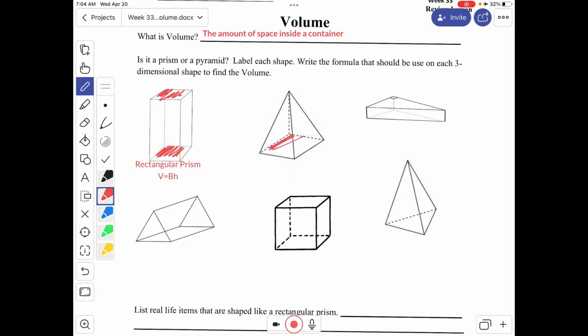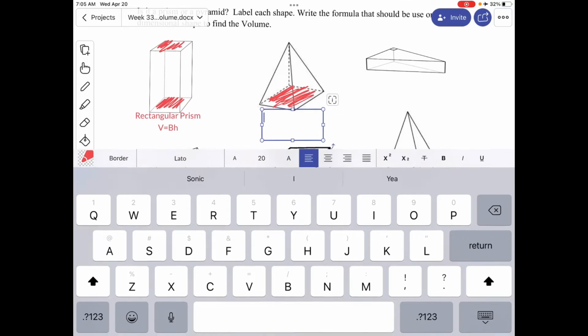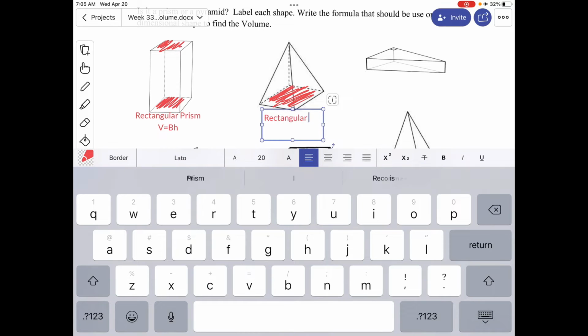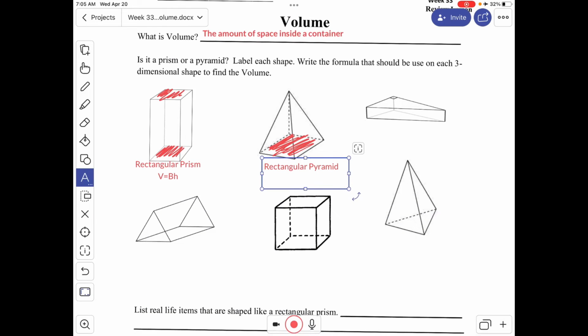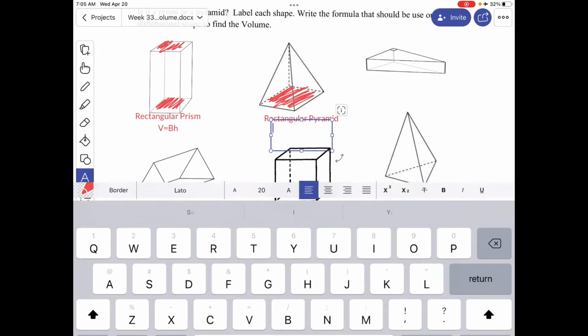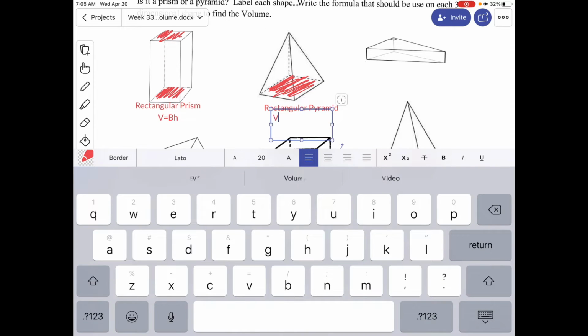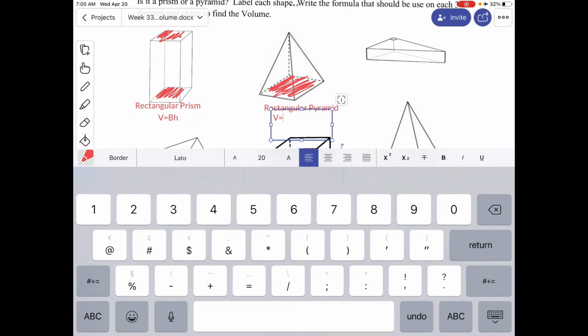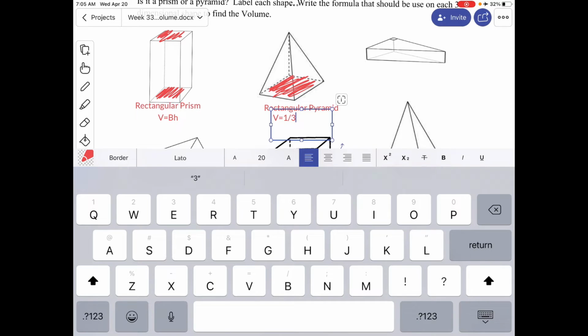The next one only has one base, and the shape of that base is a rectangle. So it's a rectangular pyramid because it only has one base. And according to our formula sheet, that is volume equals 1/3 times area of the base times the height.